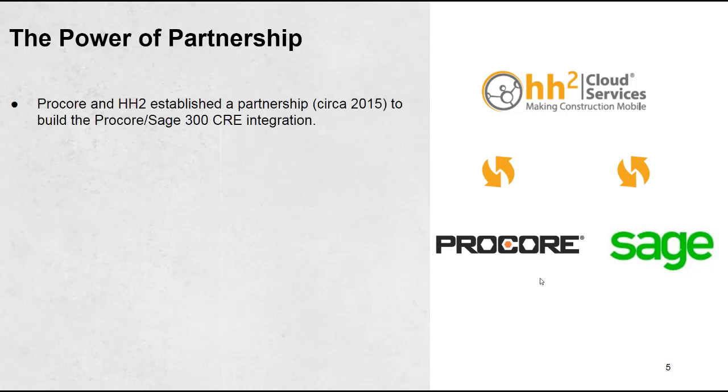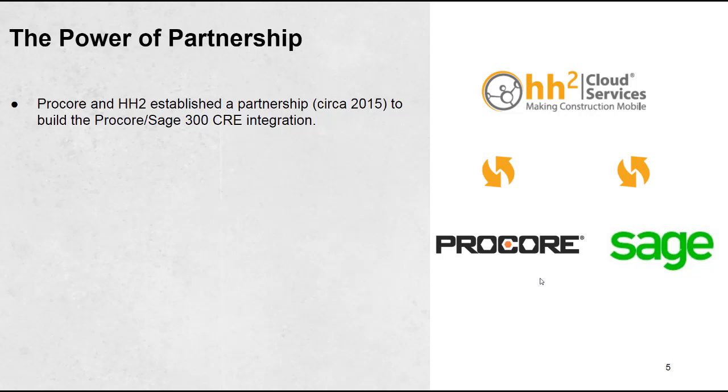Our partnership with Sage is really what makes this whole integration possible. Back around 2015, Procore partnered up with HH2, who was already a development partner with Sage, to build the initial feature set for the Sage 300 CRE integration, which was originally just focused on cost management. HH2 is essentially the middleware, or kind of the man in the middle, if that's what you want to call it. So, that's who we use to make the integration with Sage 100 possible.